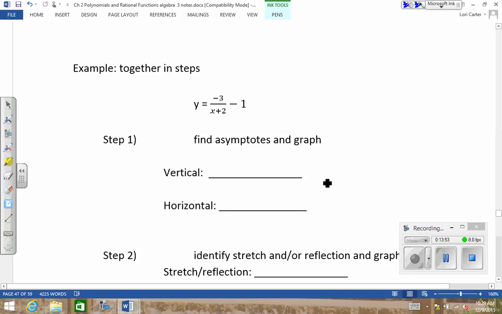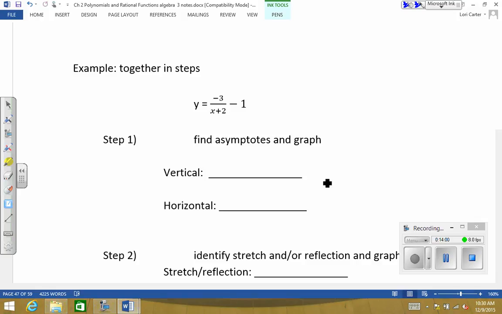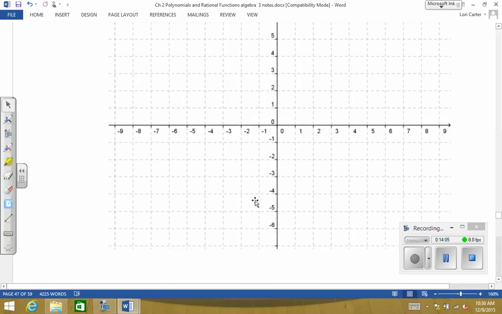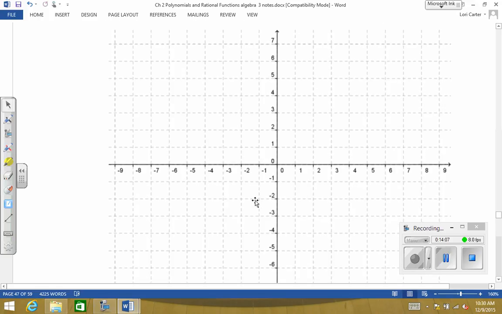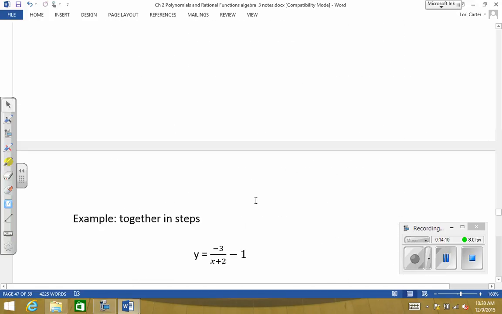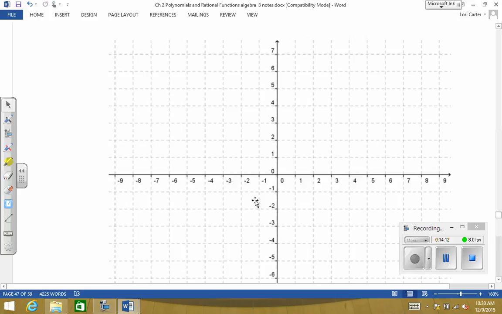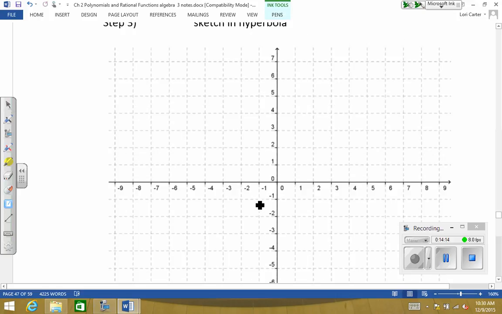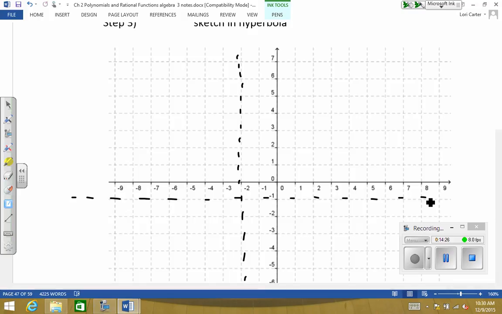Okay, y equals -3 over x plus 2, minus 1. What is my vertical asymptote? -2. What's my horizontal asymptote? -1. So now you go down to your graph, and you graph -2, -1. The vertical is -2 and the horizontal is -1. So first step, asymptotes, graph.